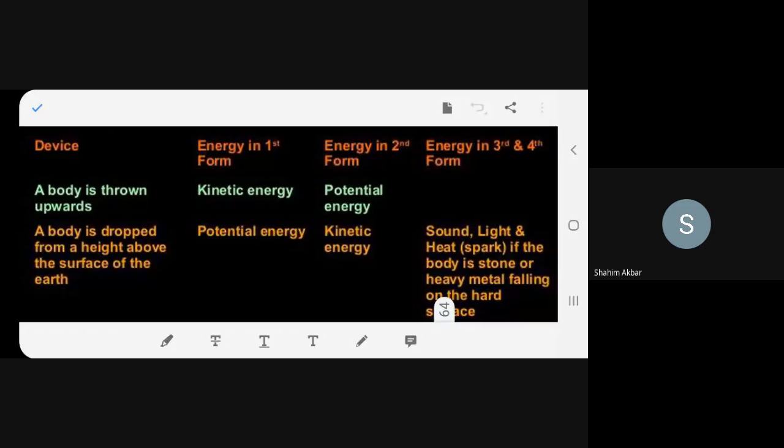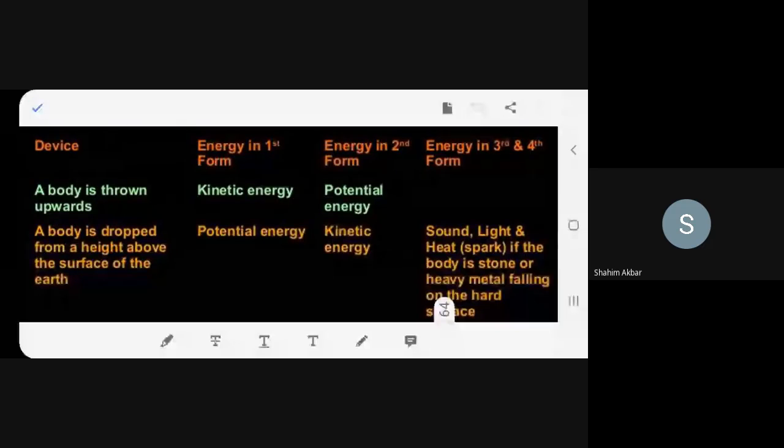First, device. A body is thrown, don't say upward. Device. I've already said that. You have to start with the example.